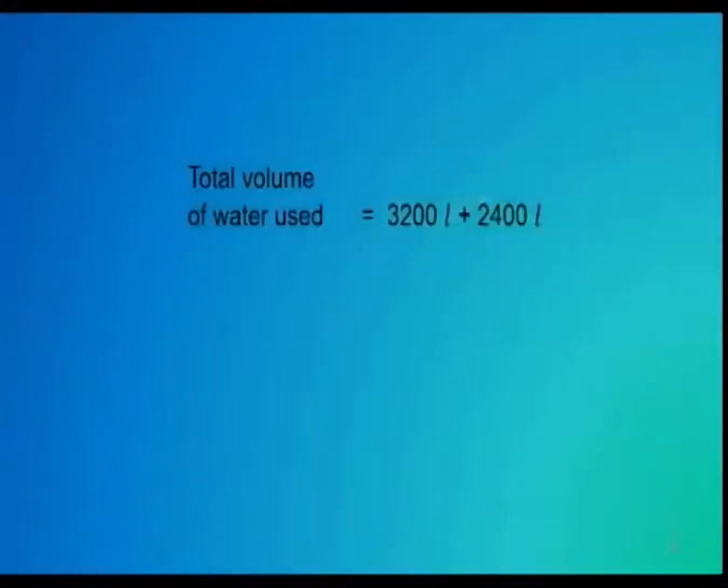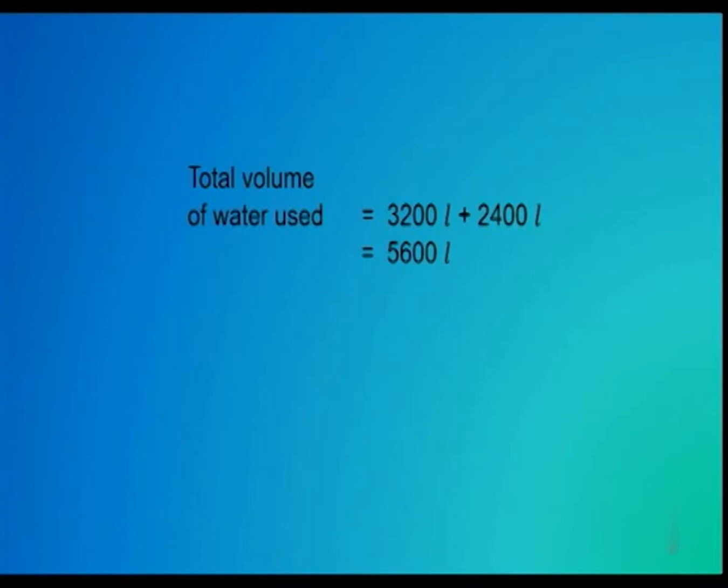Then let's calculate the remaining 2 days. You have to multiply 1200 by 2. The answer is 2400 liters. Now let's calculate the total volume of water used. You have to add 3200 and 2400. The answer is 5600 liters.